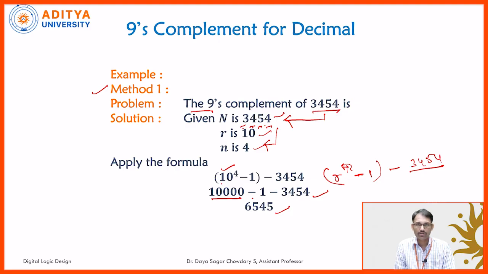This is method 1. So this is the result for the r minus 1's complement. That means here it is the nines complement, because the r minus 1's complement in decimal is the nines complement.